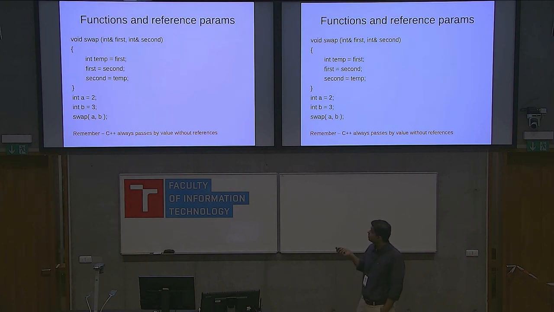C++ always passes by value. If you don't use references, just like C, some people say that you can pass by pointer, but if you pass a pointer, a copy is made of the pointer, and both the pointers are pointing to the same object. That's how dereferencing the pointer in the function will change your original object, but it's still a copy of the pointer with the same value, with the same address. So that's what a reference is.